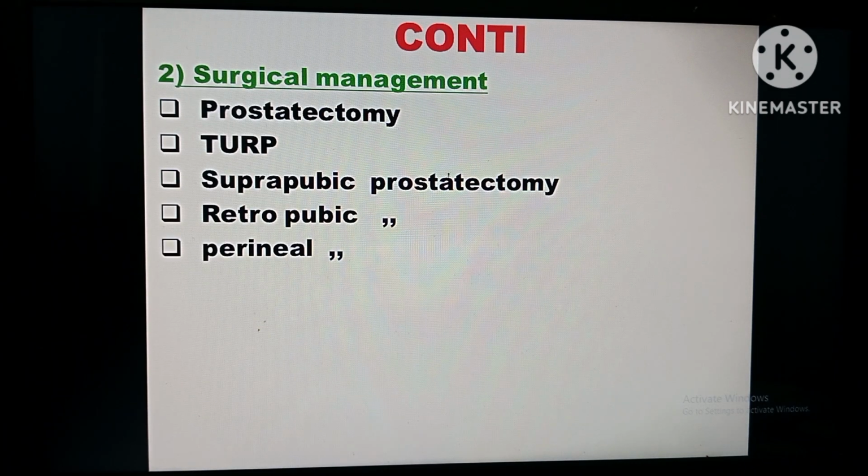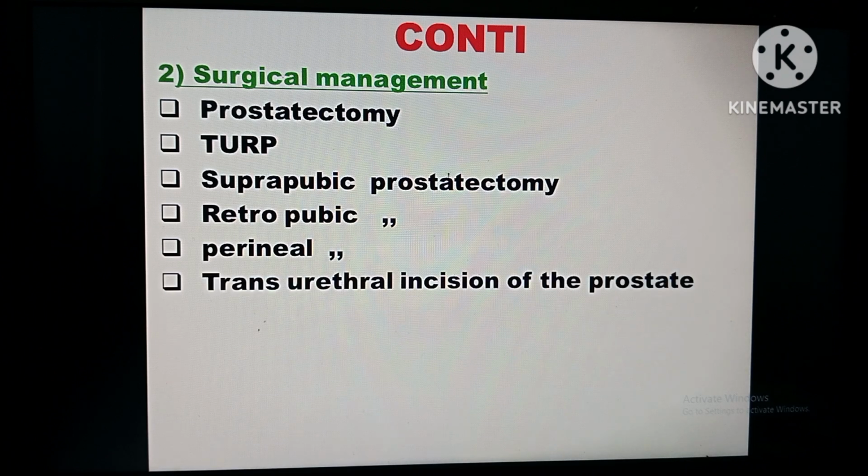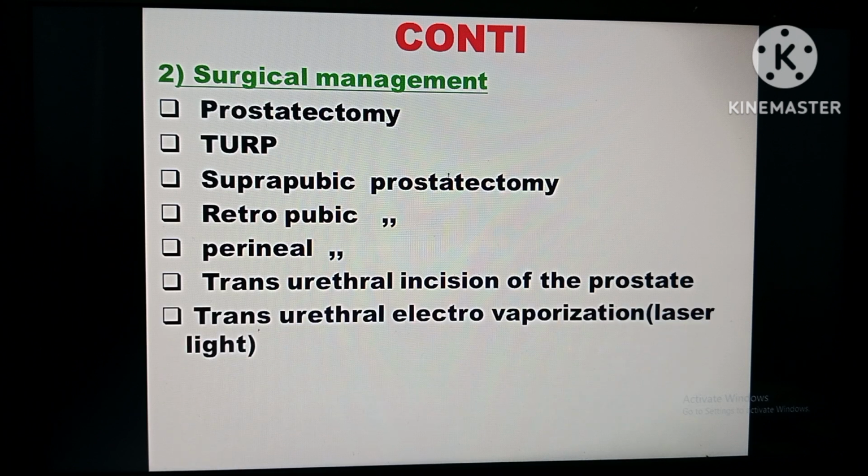The fifth one is perineal prostatectomy. Incision is made into the perineum between the anus and the scrotum. The sixth one is transurethral incision of the prostate. The seventh one is transurethral electrovaporization, which means a high beam of laser light. Through the laser light, the extra growth of the prostate will be dissected or cut and removed.